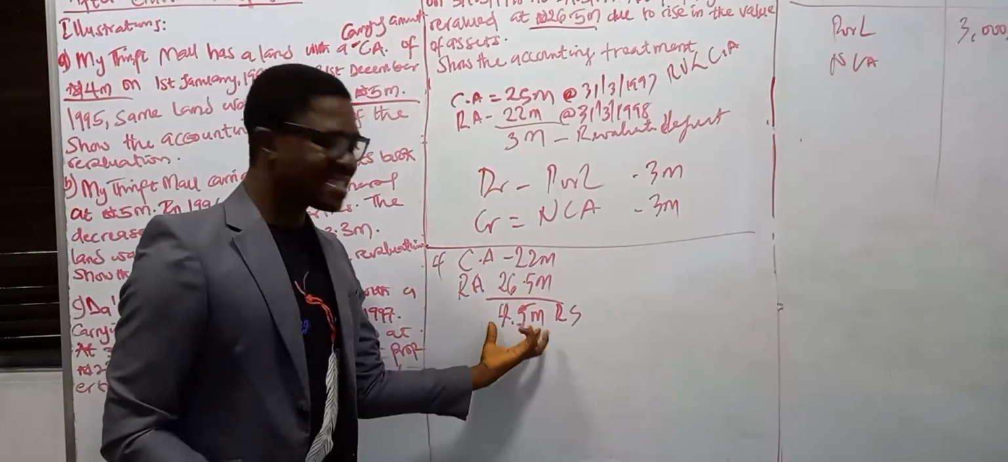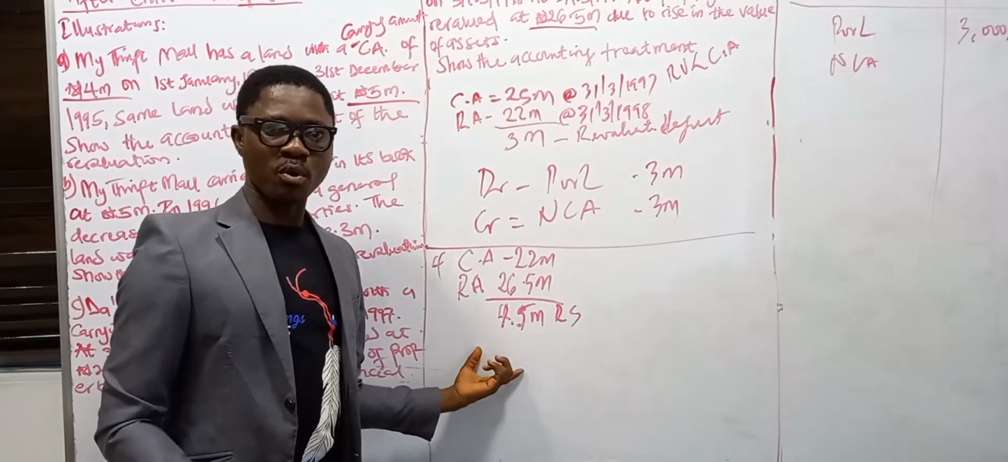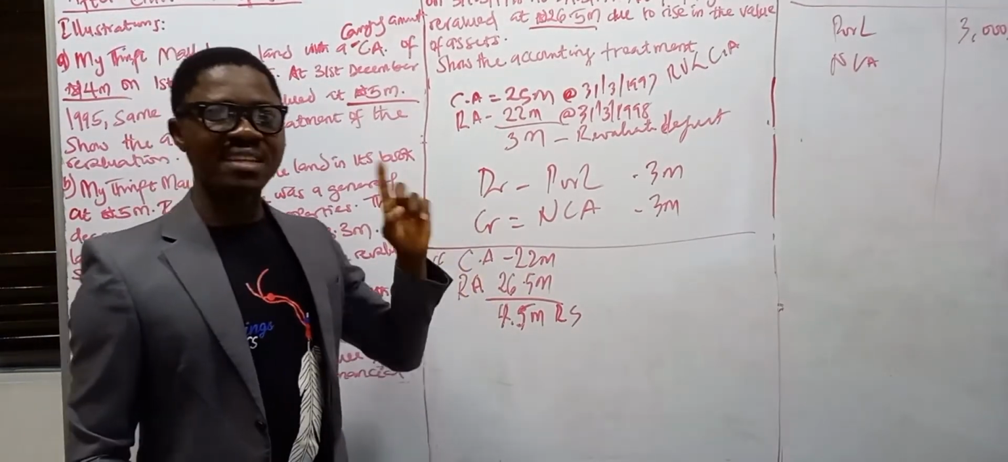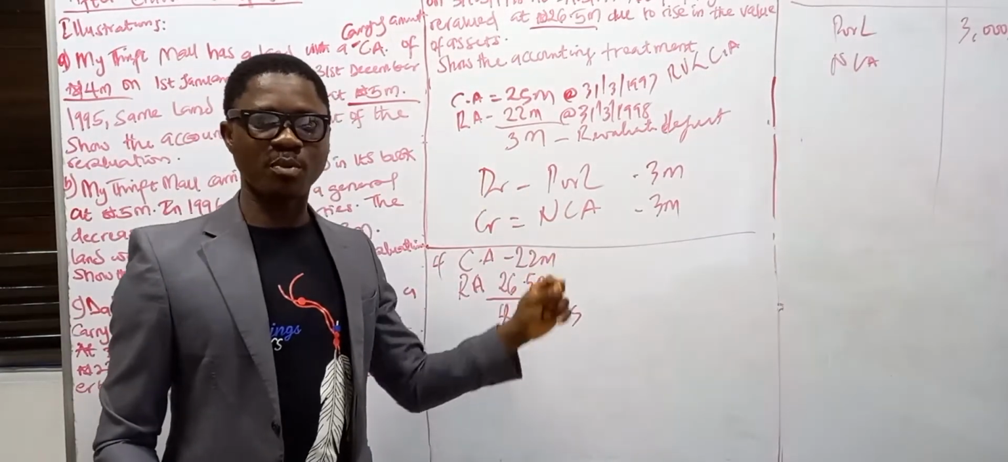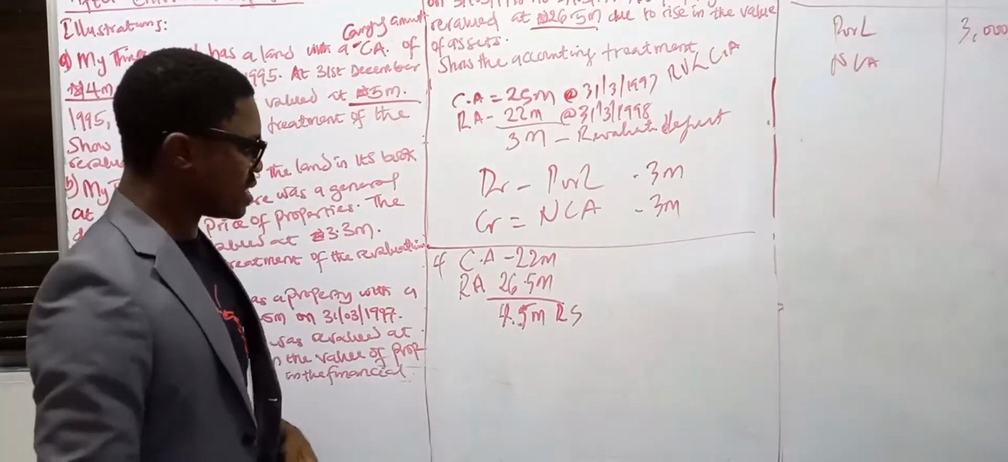This is a subsequent revaluation surplus. And because it's a subsequent revaluation surplus, the accounting entry of debiting the non-current assets with the revaluation surplus and crediting the revaluation reserve will not work. Why? Because this is a subsequent revaluation. What do we do in this case?